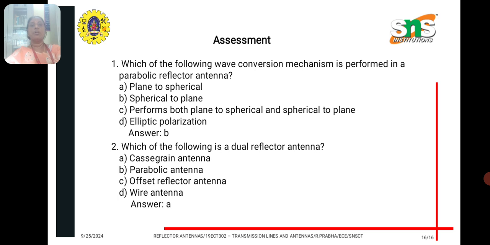Assessment: which of the following wave conversion mechanisms is performed in a parabolic reflector antenna? It is spherical to plane. And which of the following is a dual reflector antenna? We know it is a Cassegrain antenna.